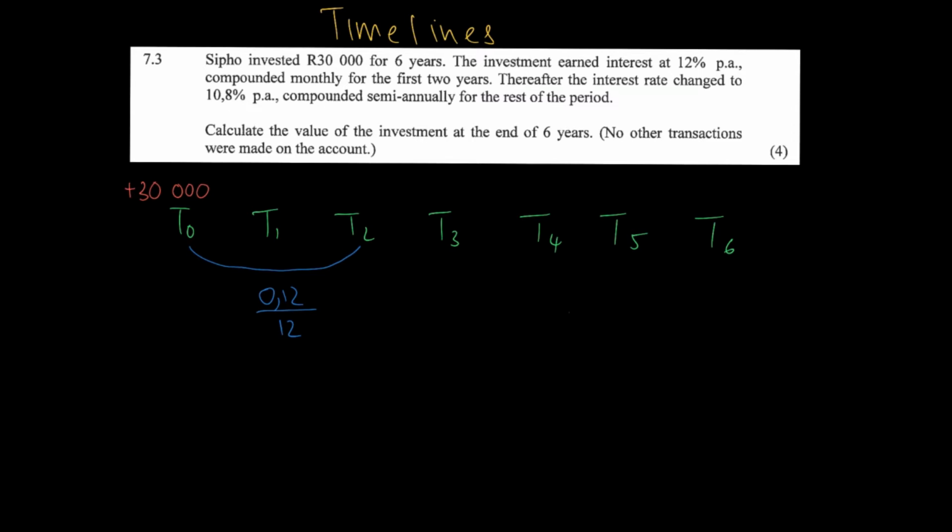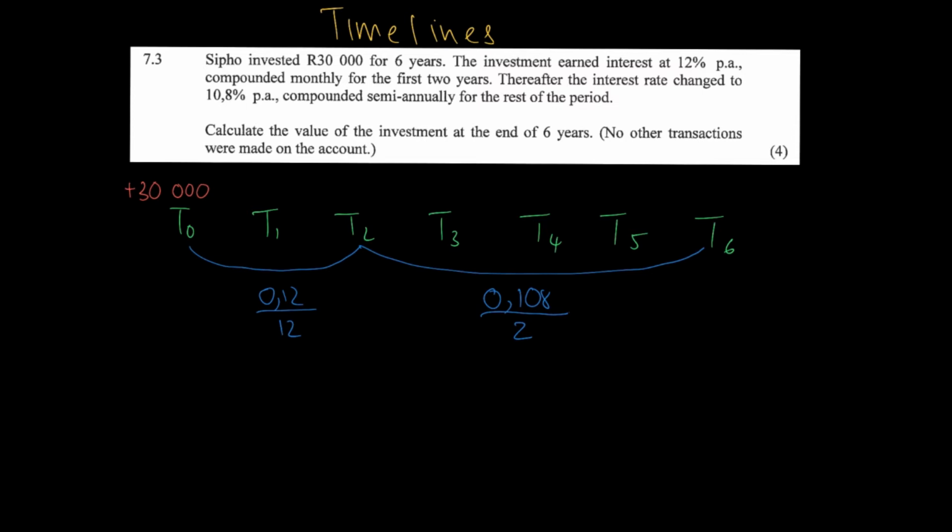The interest rate changes for the remainder of the period. So for the remaining 4 years, it's going to be 10.8%, which again we divide by 100. So we would write that as 0.108. And now it's being compounded semi-annually. So this means twice a year. So we would divide this by 2. Now that our timeline is set up, we can start working on our answer.